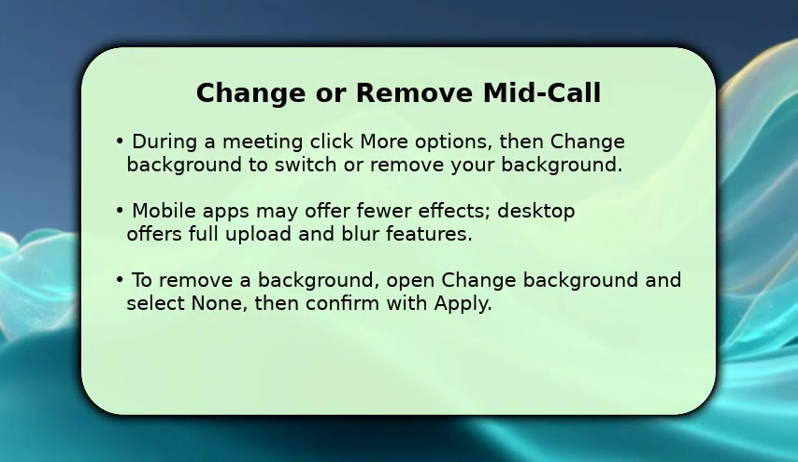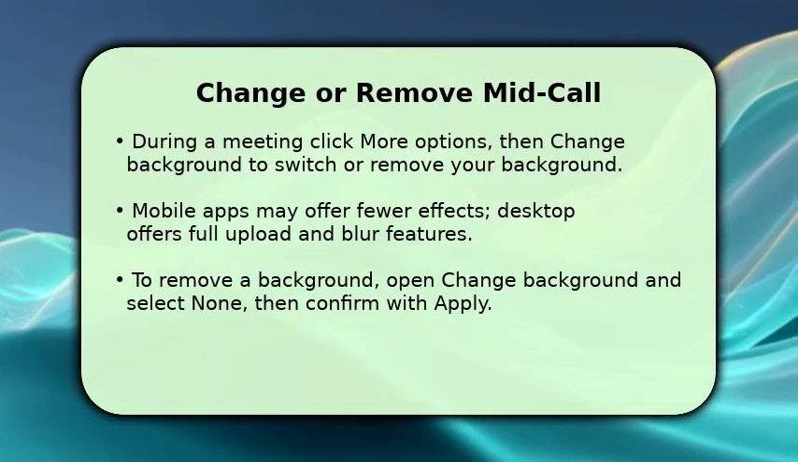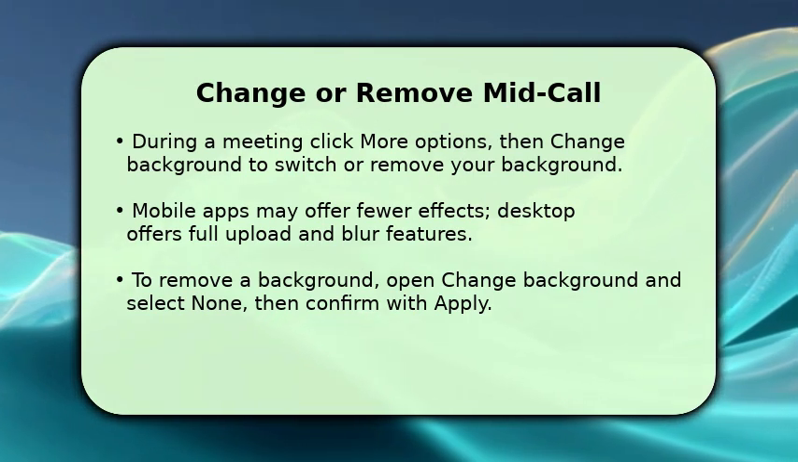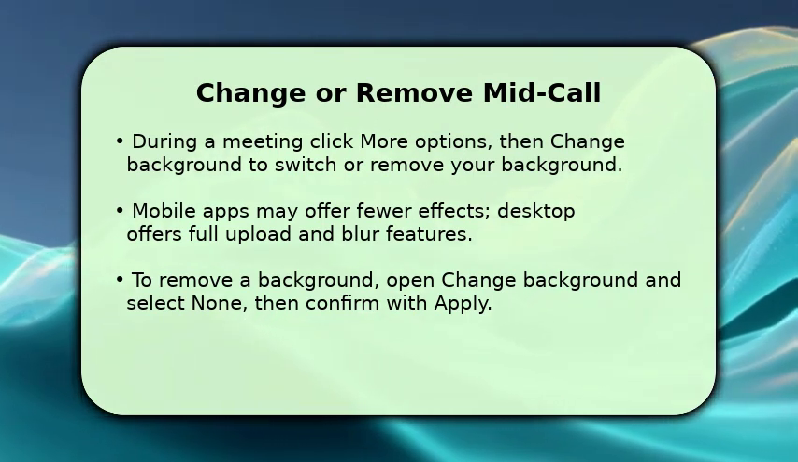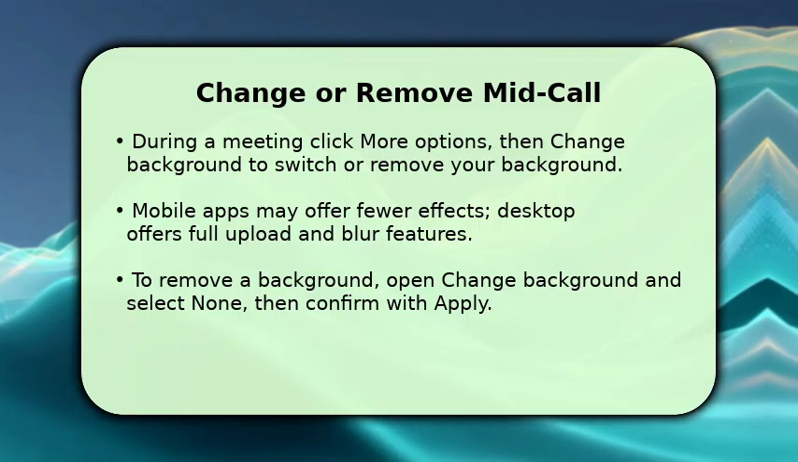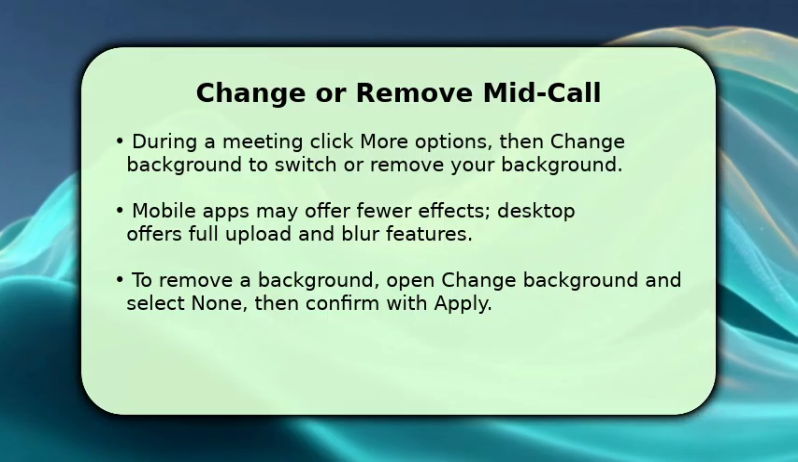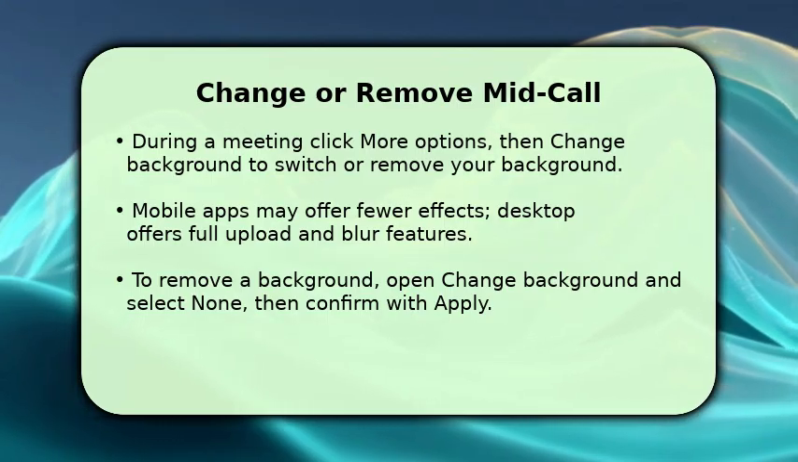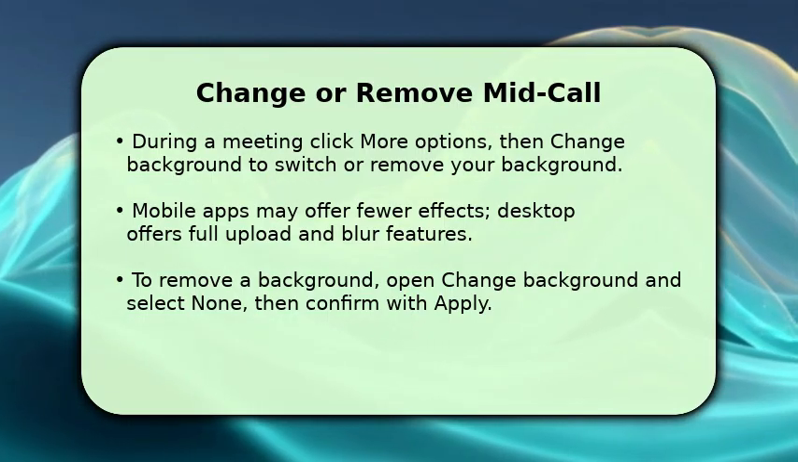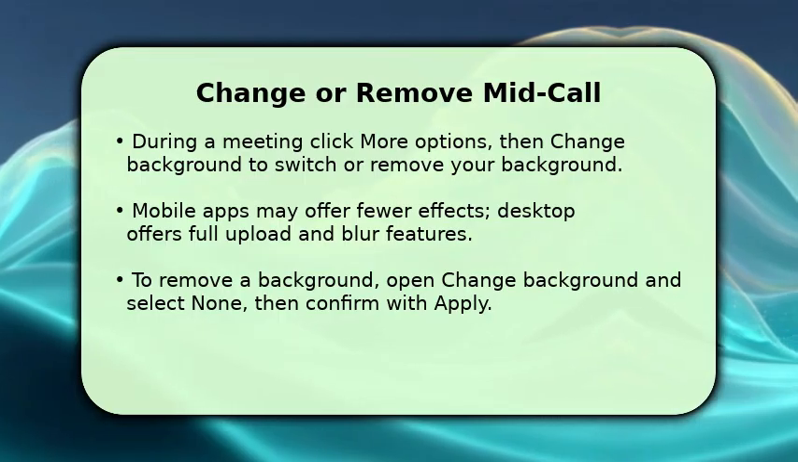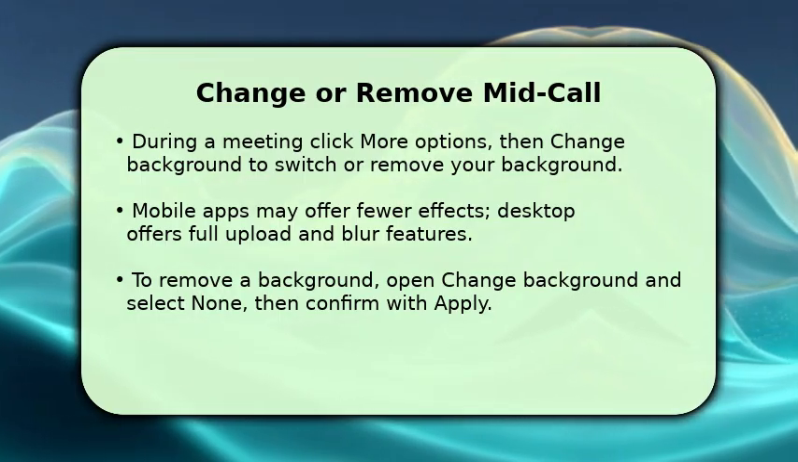If you need to change backgrounds during a call, click the three dots labeled More Options. Then choose Change Background to open the same effects menu you used earlier. Select a different preset, use Blur, or click Upload a Background to add a new 1920x1080 file. If the effect behaves oddly, stop video and restart your camera to reset processing.